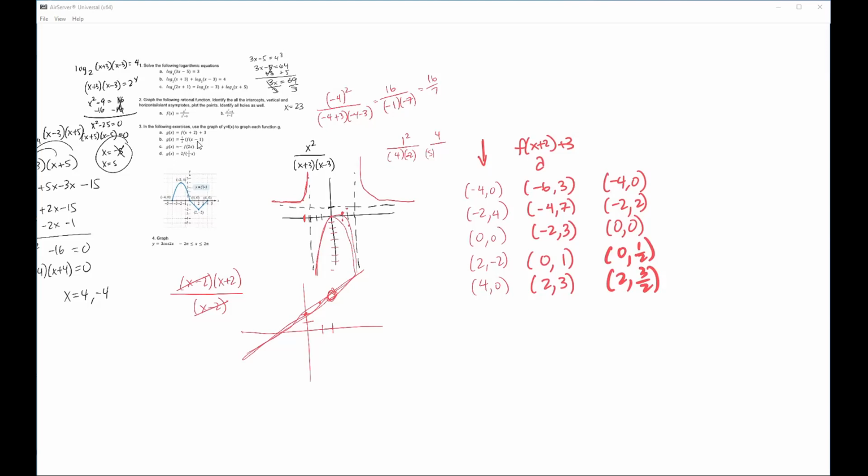Now we have to do the x minus 1 portion, right? And so what does that do? You have to add one. You have to shift one to the right, correct? So this is the a. This is the 1/2 portion, and then I'm adding one to the x value. Okay, so it's -3, 0. -1, 2. 1, 0. 1, 1/2. And 3, 3/2. Okay, so these are your final values that you're going to graph.